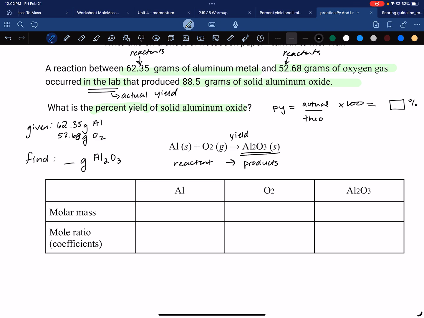So Alan, how did you know to find grams of aluminum oxide? How'd you know that? Because it says it in the question. Says it in the question. All right, that's definitely something.